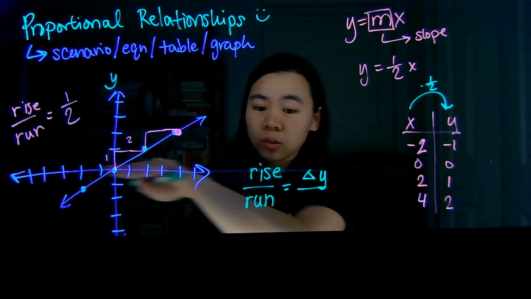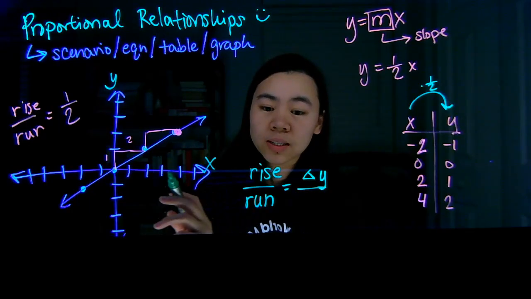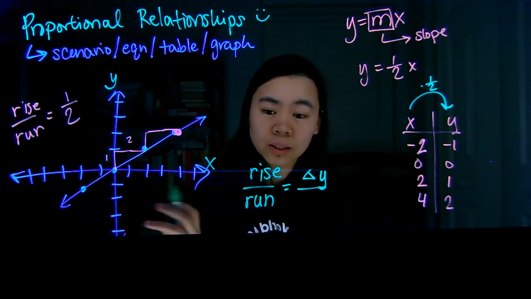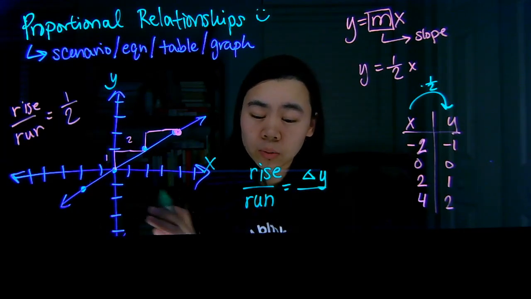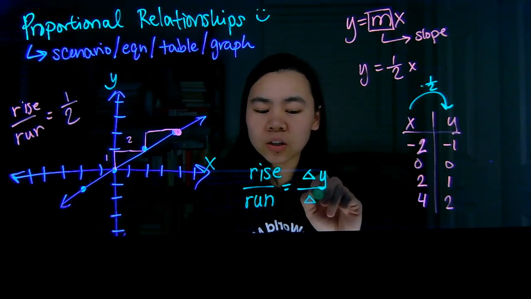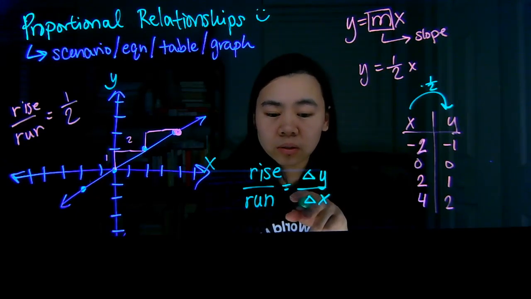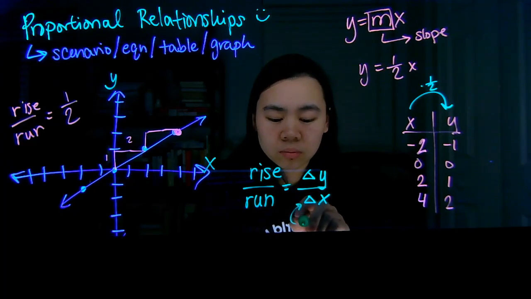Your run, when you go across your graph, you're going across the x-axis. You're moving left and right. You're really moving to the right. We're always moving to the right. So how much do we go over? That's going to be your change in your x-axis, or your delta x. That's what this delta means. This delta means change.